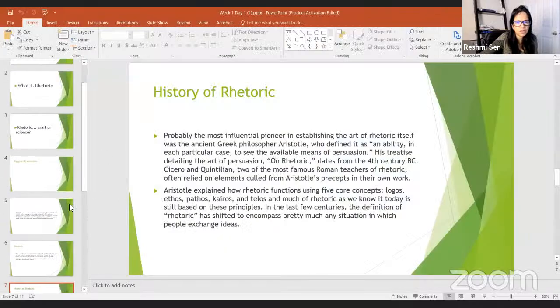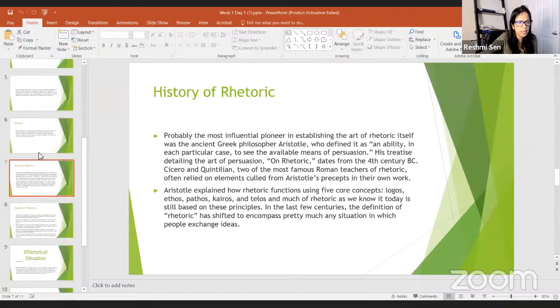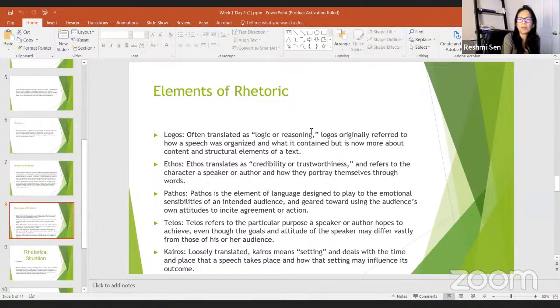So here we go, the history of rhetoric. I think I did talk to you about it, and we are getting into the elements. So this is what I was talking about, and right now you just heard the speech. If you think about the logos, which comes very close to the word logic, it's the rationale, the logical reasoning that George Bush used.